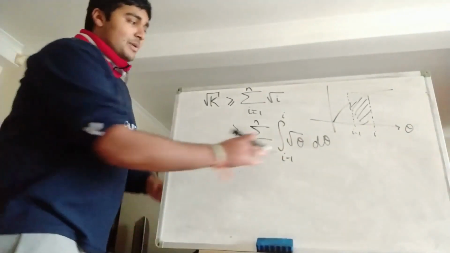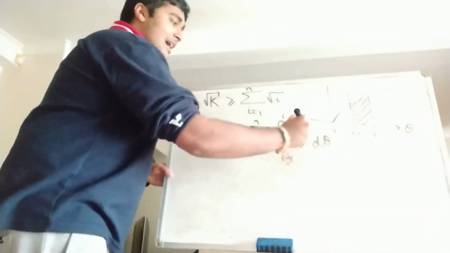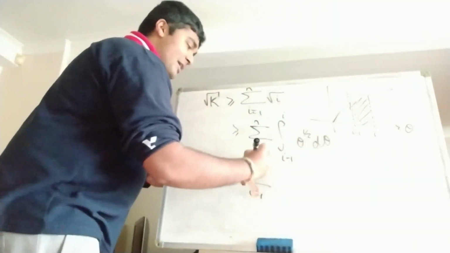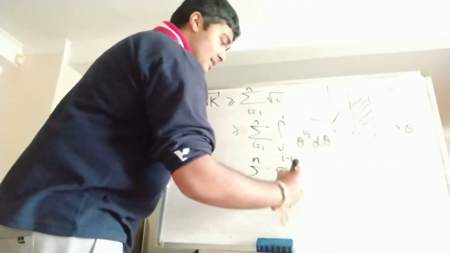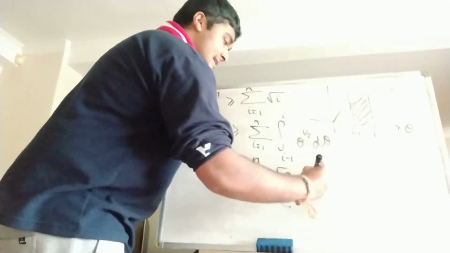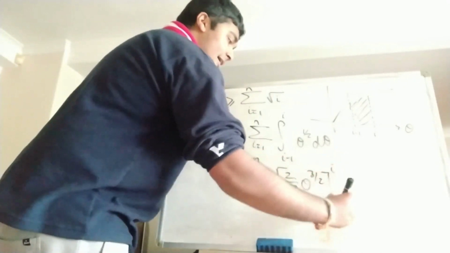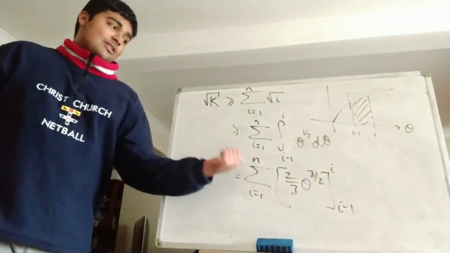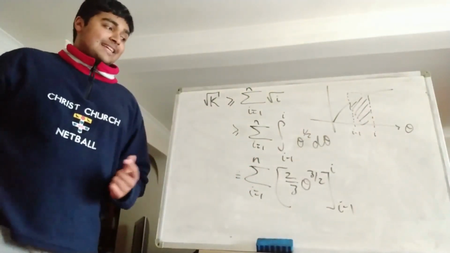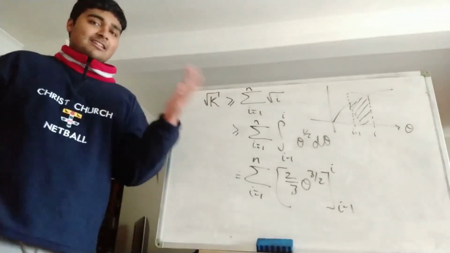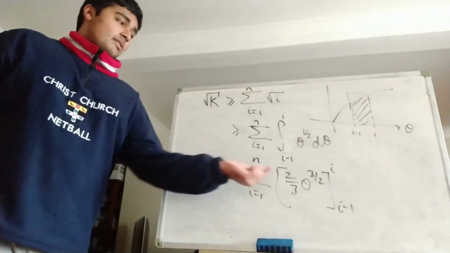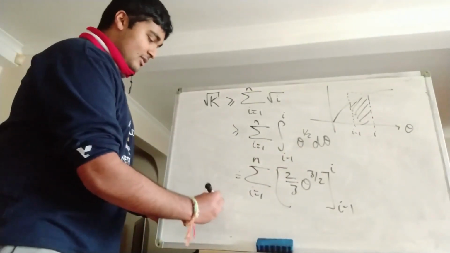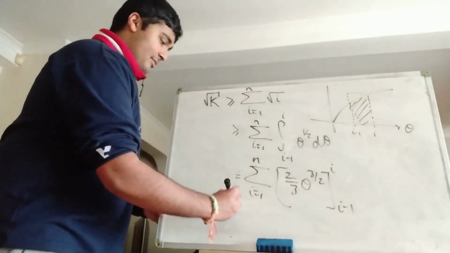Now this square root of theta is just theta to the half, and we can go ahead and integrate this. Very elementary integration. So the sum from i equals 1 to n of 2/3 theta to the 3 over 2, evaluated from i minus 1 to i. Notice that this is now like a telescoping series. All the middle terms are going to cancel, so we only need to consider the last term and the first term. The top term, when i equals n, is going to be equal to 2/3 times n to the 3 over 2.